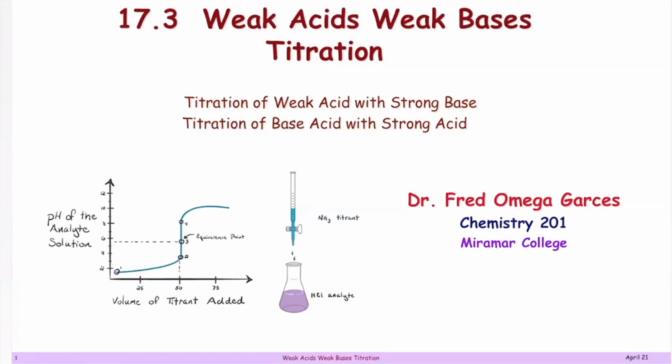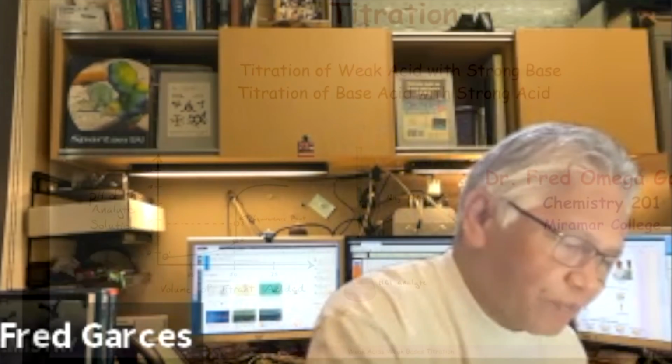Essentially, what we've learned so far can be condensed in one problem, a titration problem. This is it right here. It can be condensed to this. So what have we learned so far in acid-base chemistry?